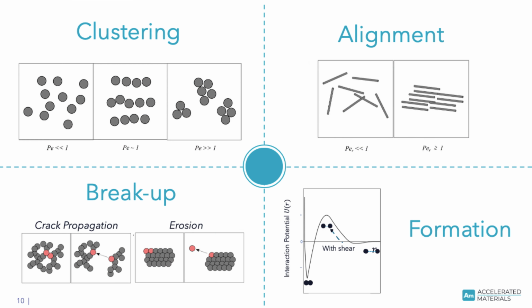And over the past few years, or decades actually, many studies within physics have shown that shear force plays an important role in how particles interact with each other. It changes how they cluster together, changes how anisotropic particles align, and changes how they break up, whether through cracking or eroding, or even how they form. So recent studies have shown that shear can even accelerate the process of nucleation.